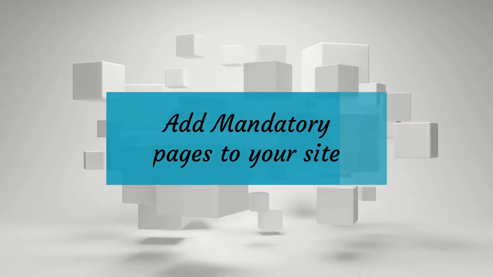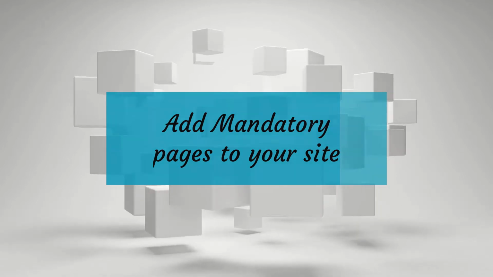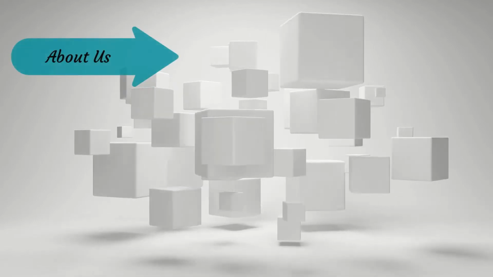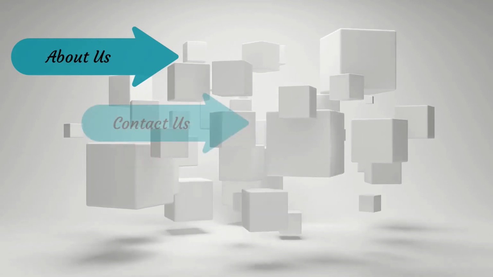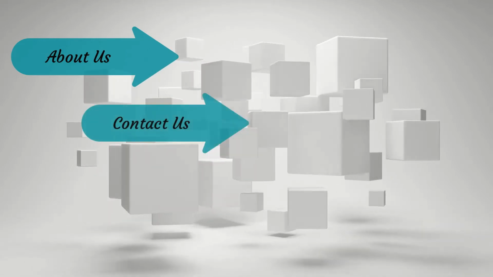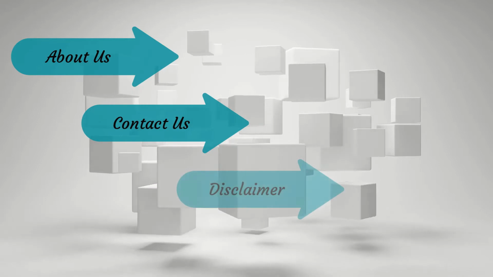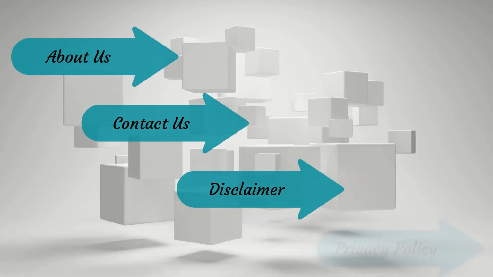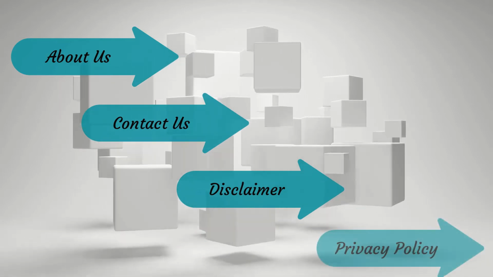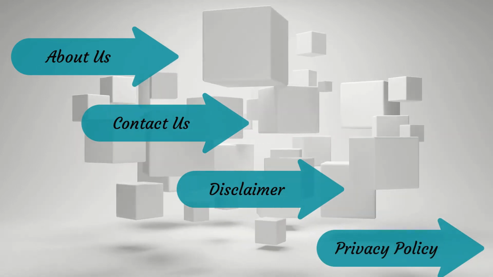Add mandatory pages to your site. For every website, it is mandatory to have certain pages to fulfill the Google AdSense policy criteria. First is the About Us page, where we provide the information on what services our website provides to the customer. Second is the Contact Us page, where we provide a contact form, email address, or phone number so that the customer can connect with us. Third is the Disclaimer page, which protects us from any legal liability. And last is the Privacy Policy page, which outlines how our site collects and uses customers' information.